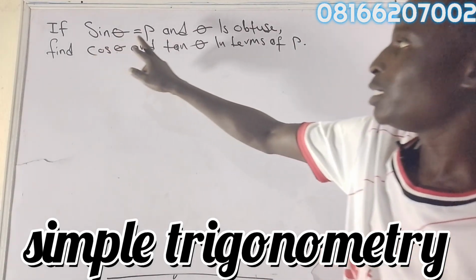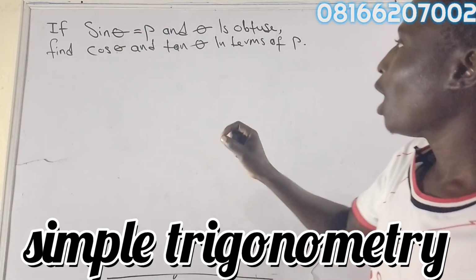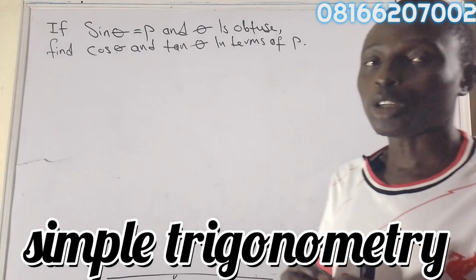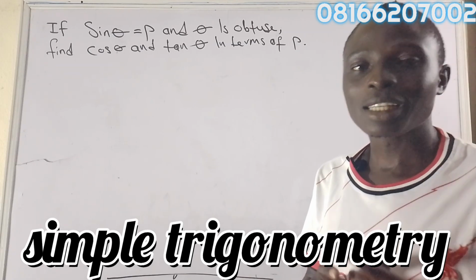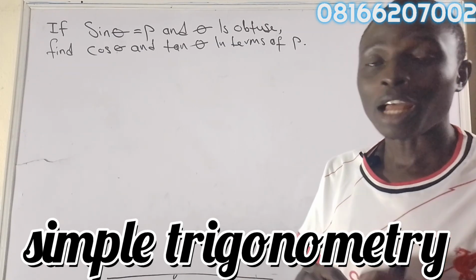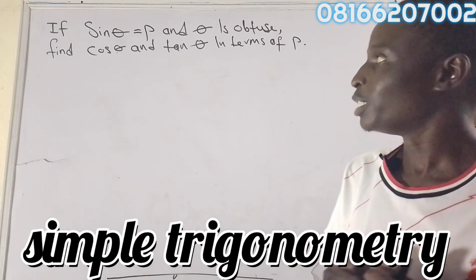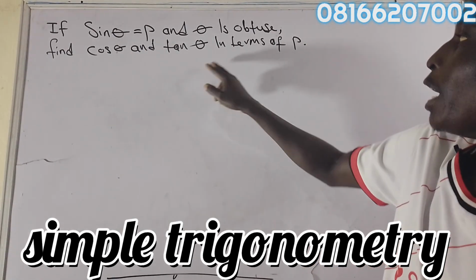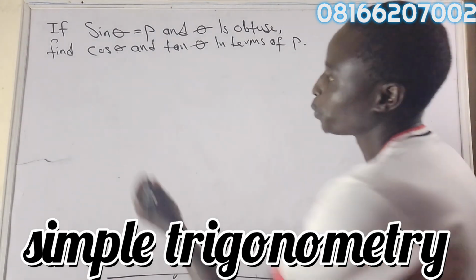If sine theta is equal to p and theta is an obtuse angle, we know that an obtuse angle is an angle that is greater than 90 degrees and less than 180 degrees. So find cos theta and tan theta in terms of p.